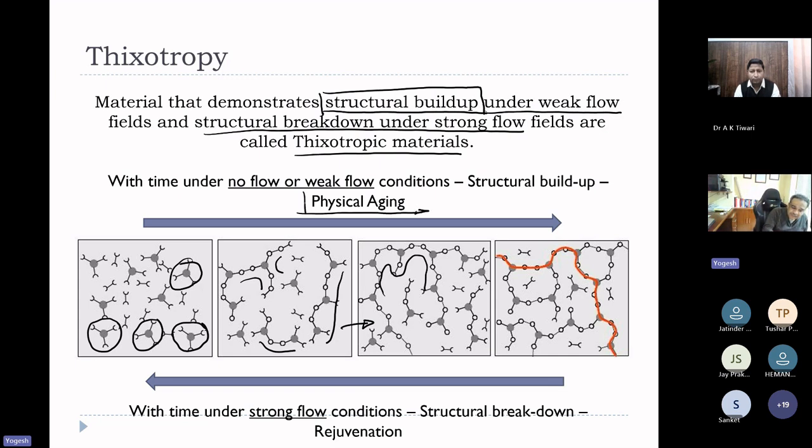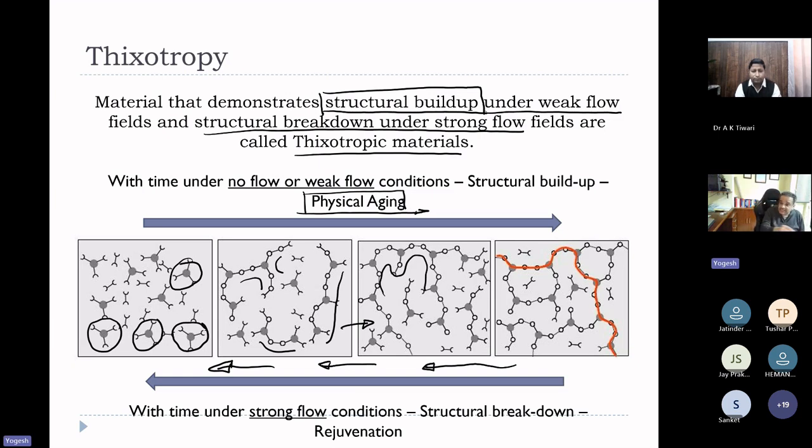That is how you get structural buildup. This structural buildup is also known as physical aging. All right. However, if you impose a deformation field on top of it, which simply means that you take that particular structure, you don't do anything, then the structure keeps on building. But if you move the top plate with respect to the bottom plate, which simply means that you apply shear to it, then the structure starts destroying, the structure starts breaking down.